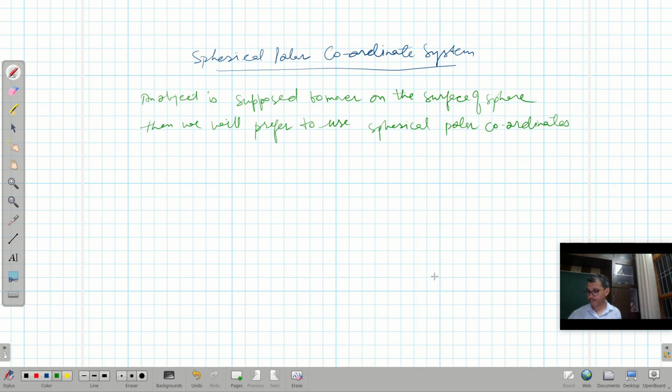So generally these coordinates are represented by r, theta and phi. R, theta and phi, these are the spherical polar coordinates, and in Cartesian coordinate system we generally prefer x, y and z. So let me first of all briefly talk about what is r, what is theta and what is phi. So let us talk about r.